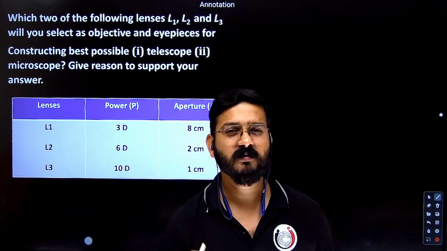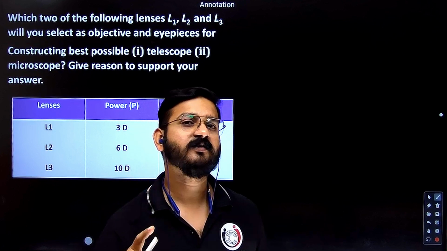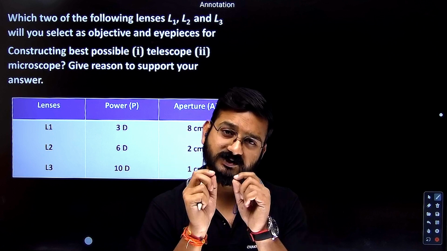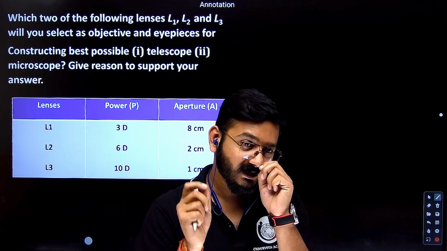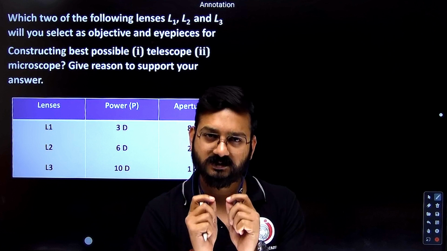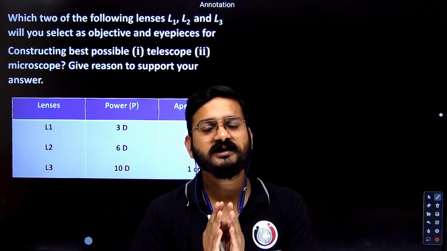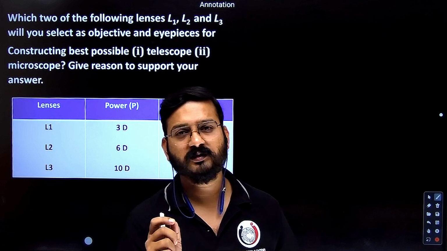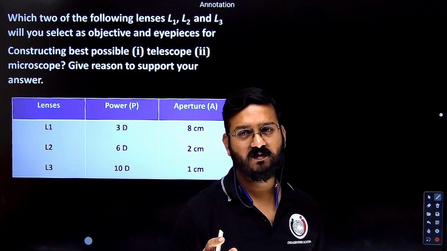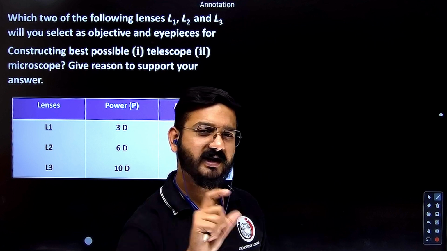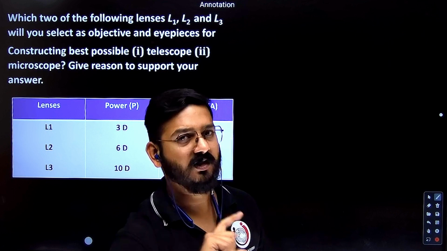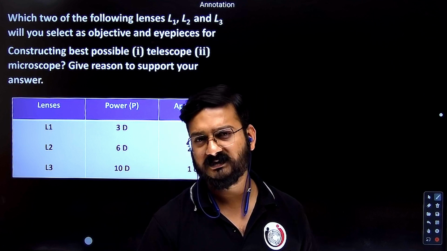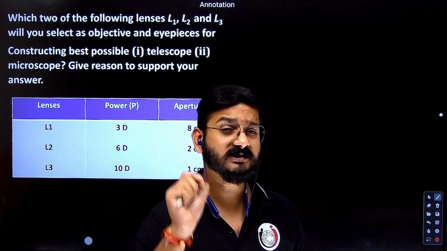In a compound microscope, the eyepiece has a higher focal length as compared to the objective, but the difference between the focal lengths is small. Similarly, the difference between the apertures is also small, or you can say the aperture is almost the same. Or you can say the aperture is also higher for the eyepiece as compared to the objective, but the difference is small.